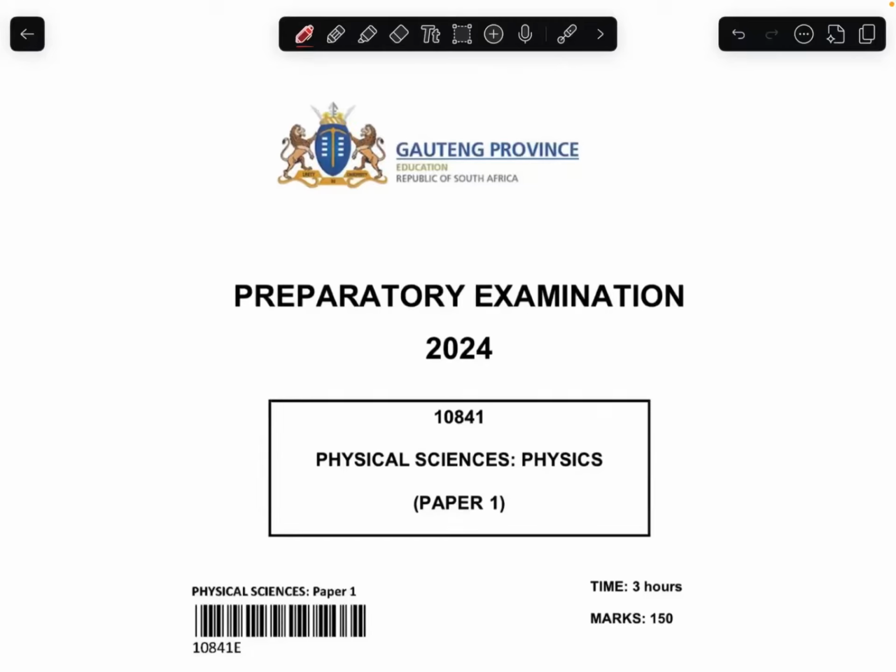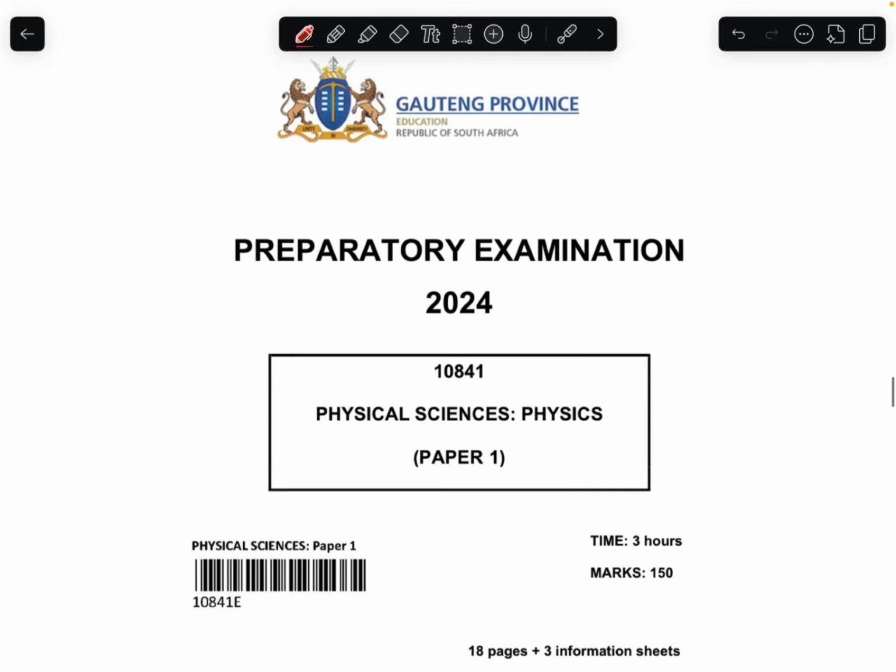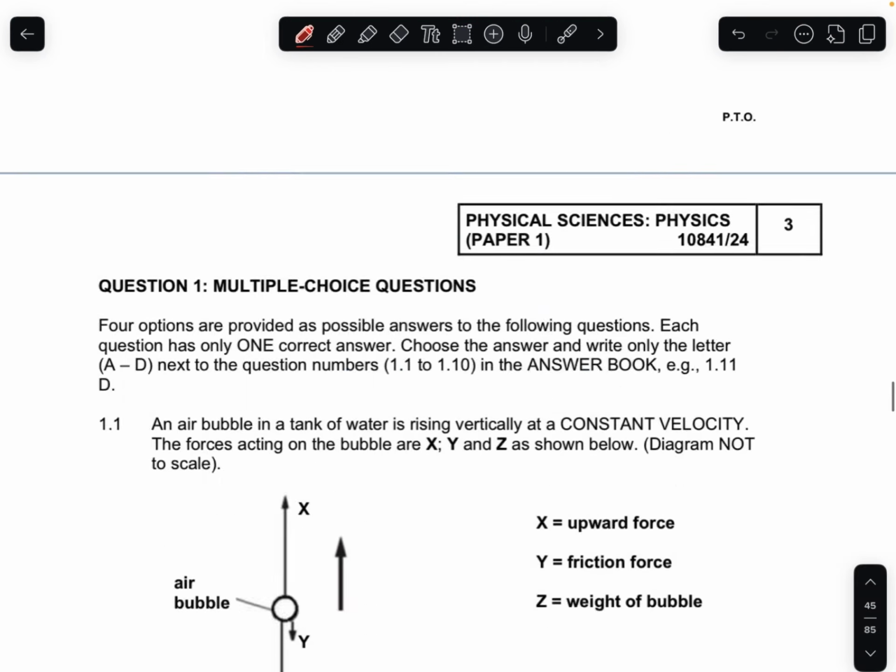We're doing paper 1, the trial of 2024 from the Gauteng province. I'm going to do the entire question paper. But here's the thing, you have to pause each and every question and do it by yourself before you watch the answers. That will help you to understand and familiarize yourself with the question papers. Let's cut the chase.